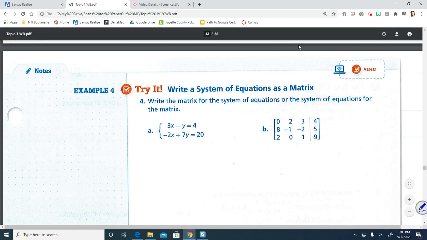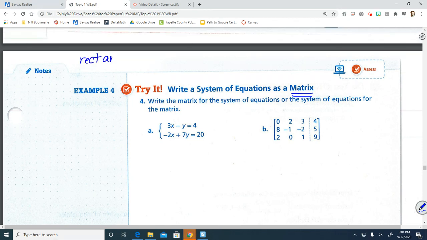Now, this example is going to help you do problems like example 3, but a lot faster. But to be able to do them, you have to know what a matrix is. A matrix is a rectangular array of numbers. Pretty much, it's numbers put into a rectangle.